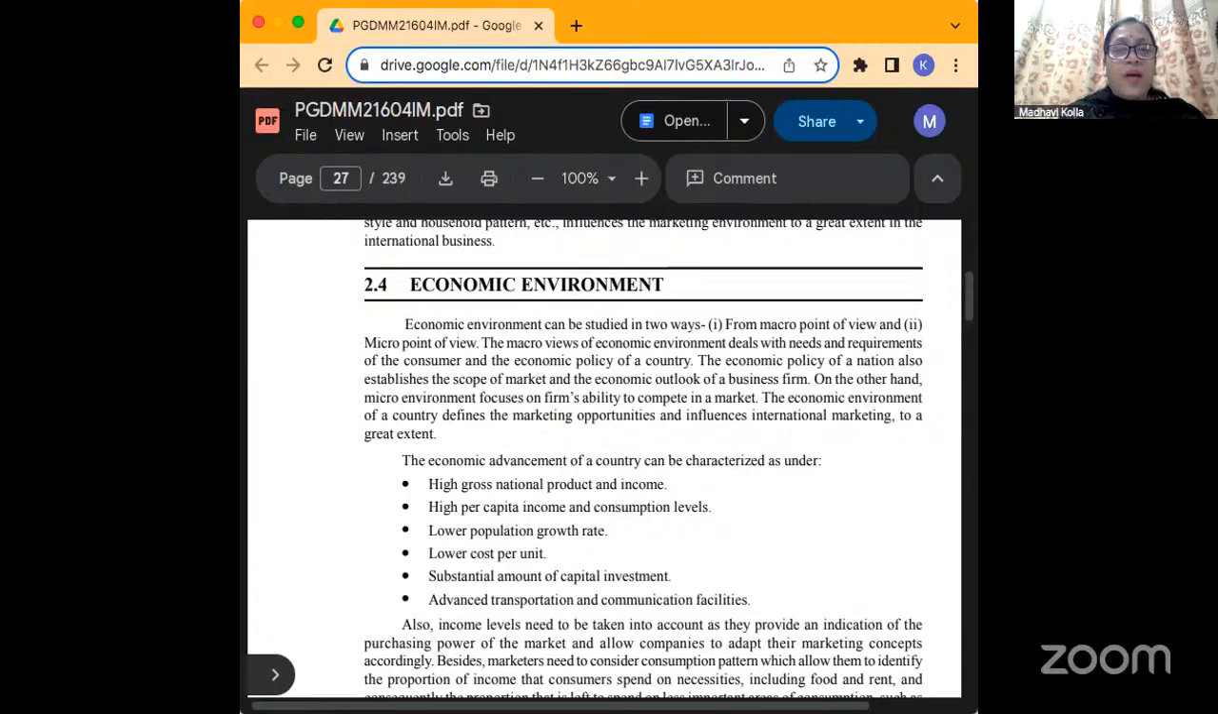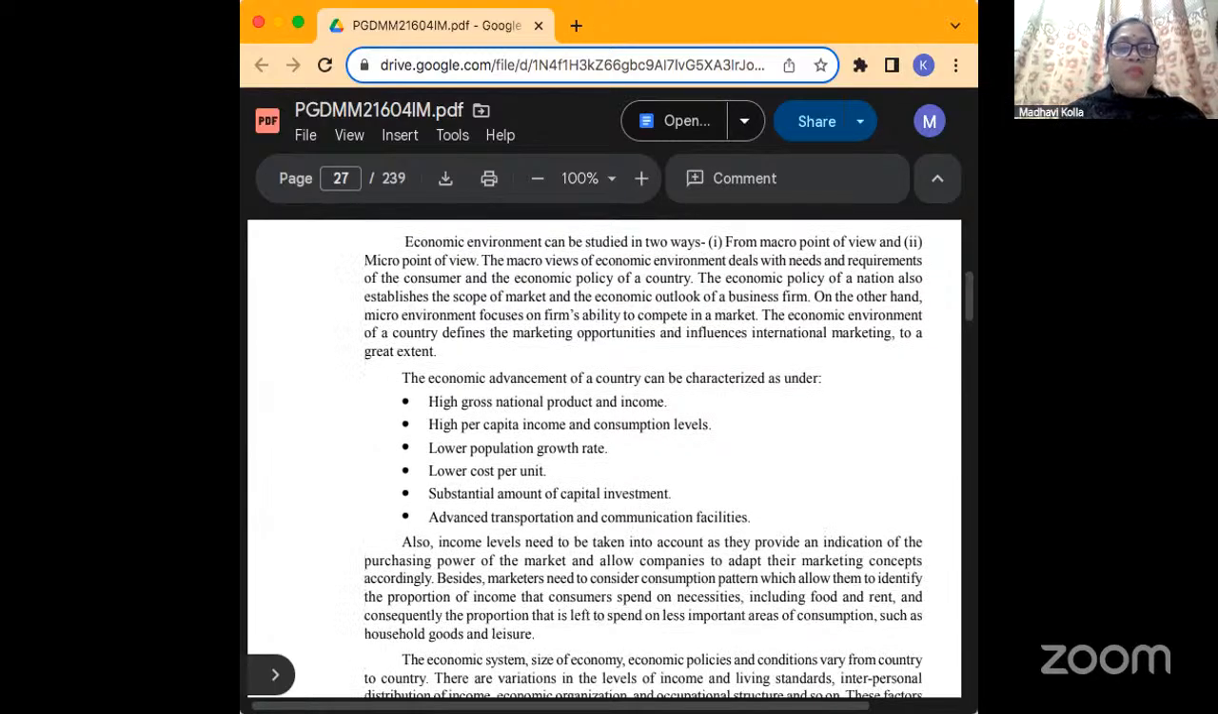And the second one is the micro environment. That is the stakeholders who are within the company and how they are influencing the market decisions. So, in terms of an economic advancement of a country, we can broadly characterize it in the following ways. The first one is high gross national product and income.